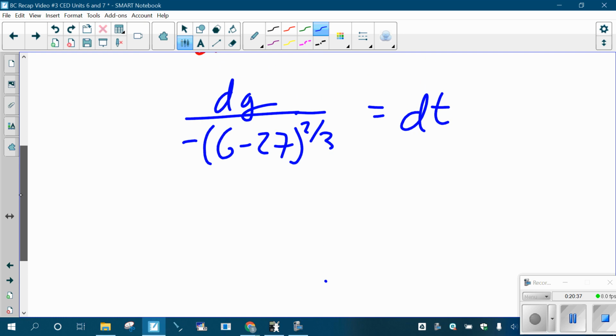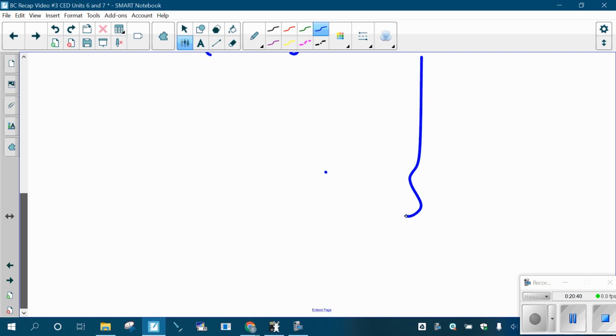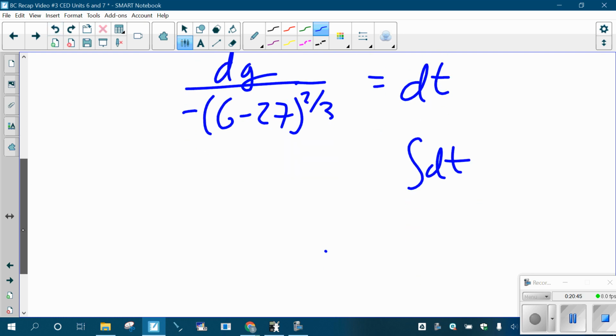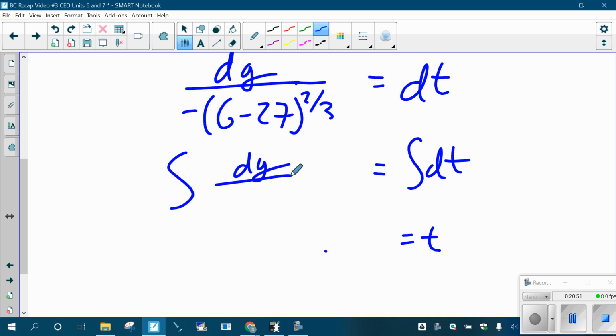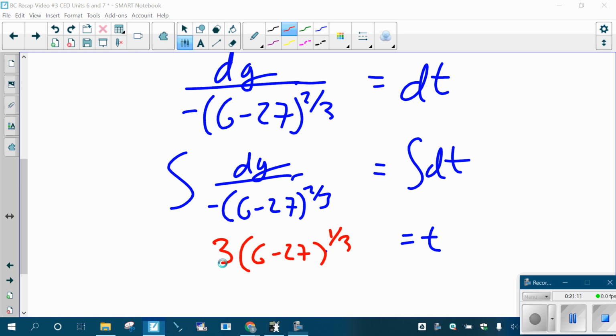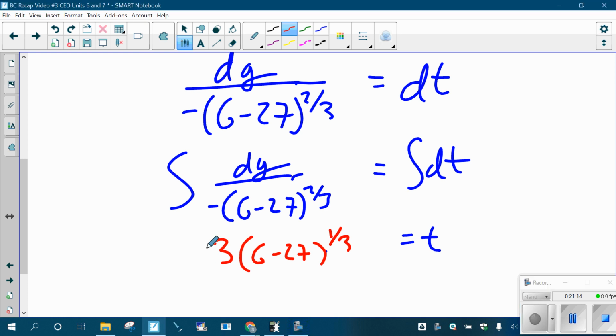Okay, so I'm going to integrate both sides here. The integral of dt is just t. Integrate this side with respect to g. You guys know what that means: g minus 27 to the negative 2/3. What's one more than negative 2/3? Positive 1/3. That's going to be my exponent. But then I have to balance it with a 3 out here, and that negative is still there. And then I put a plus c.